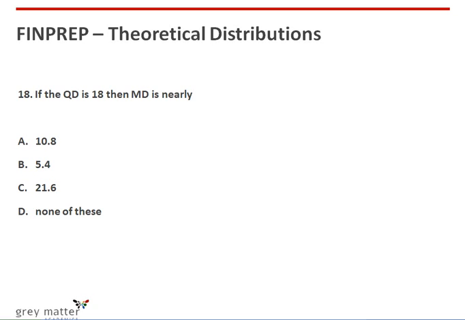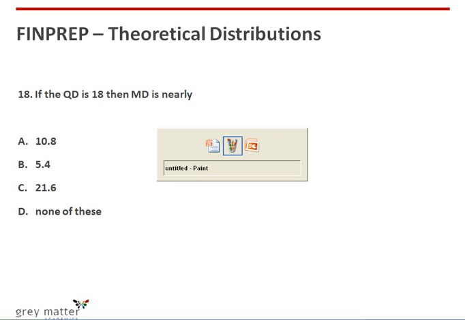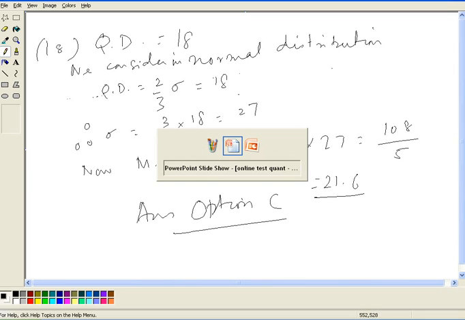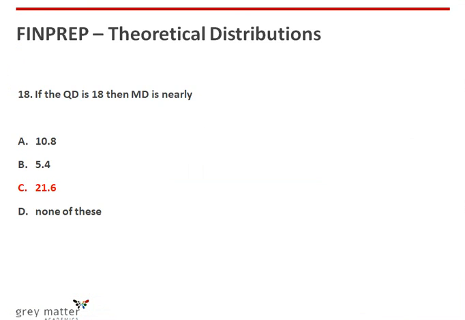18th problem, if the quartile deviation is given to be 18, then mean deviation is to be computed. Now QD is 18. We consider in normal distribution, QD is generally given as 2 by 3 of standard deviation, which is equal to 18. So sigma, standard deviation, works out to be 27. Now mean deviation in a normal distribution is 4 by 5 of sigma, which works out to be 21.6. So it is option C. Going to our PowerPoint presentation, it is option C, which is 21.6.